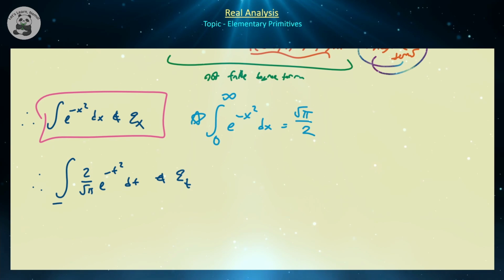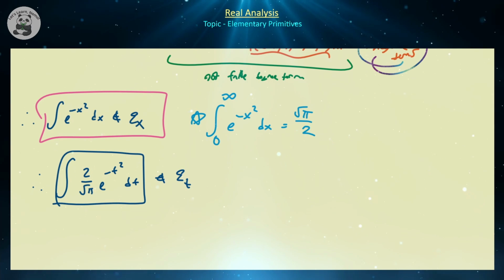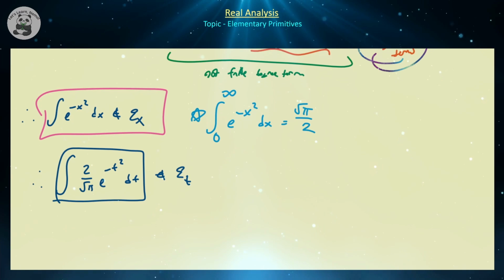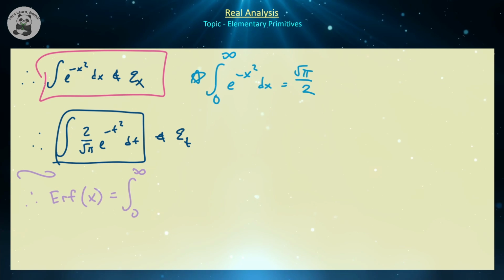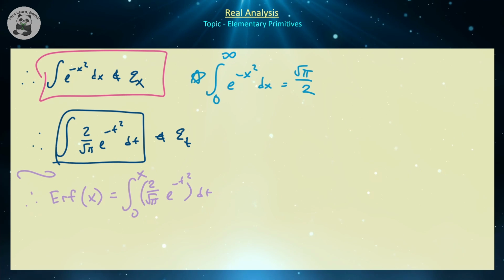So if that is the case, defining this integral, since it has a probability value of 1 from 0 to infinity, is a little bit more useful in practice, and that's usually what the literature does. So this motivates the creation of a new function, erf, or the error function of x, to be equal to the integral from 0 to x of 2 over the square root of pi, e to the minus t squared dt. And it's clear to see that erf of infinity would be equal to 1, and erf of 0 would be equal to 0, right?